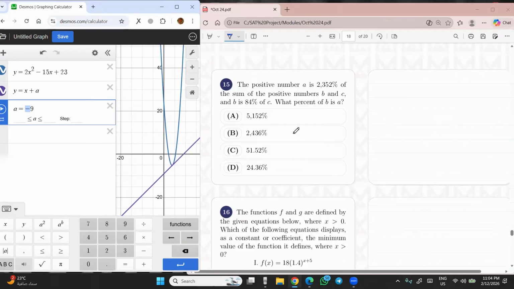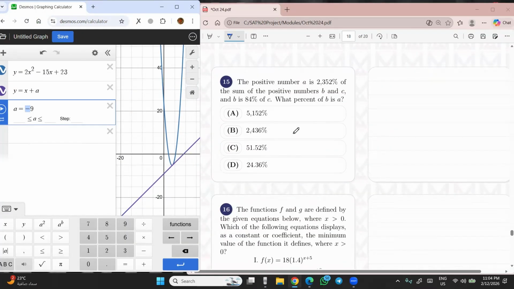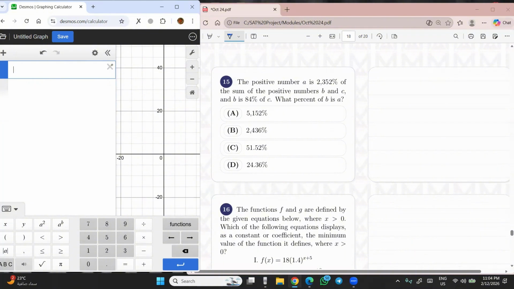Then we go to question number 15. The positive number a is 2,352% of the sum of the positive numbers b and c. And b is 84% of c. What percent of b is a? This is something we need to remember how to translate. So we can also use the Desmos here, but write the many equations. One of them is a is this percentage of the positive numbers b and c together as a sum. So we can write it like this.